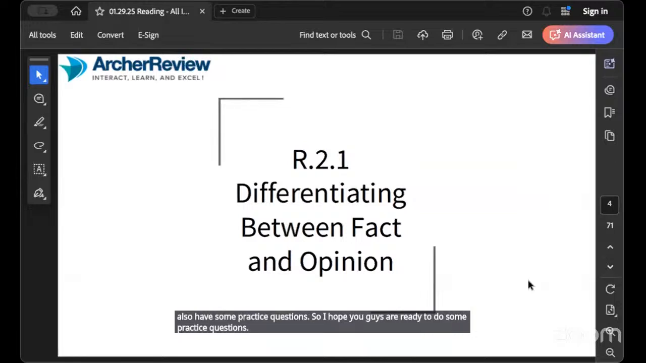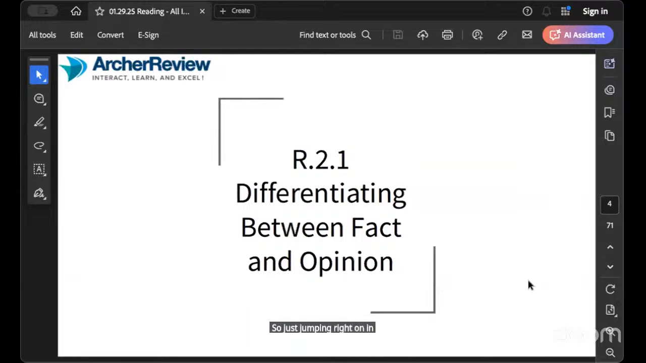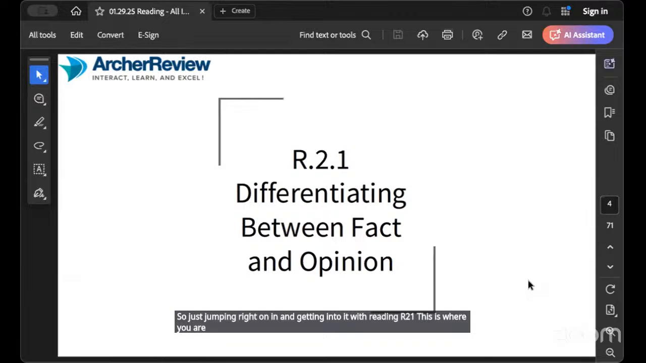Jumping right in with reading R.2.1, this is where you are learning to establish the differentiation between fact versus opinion.